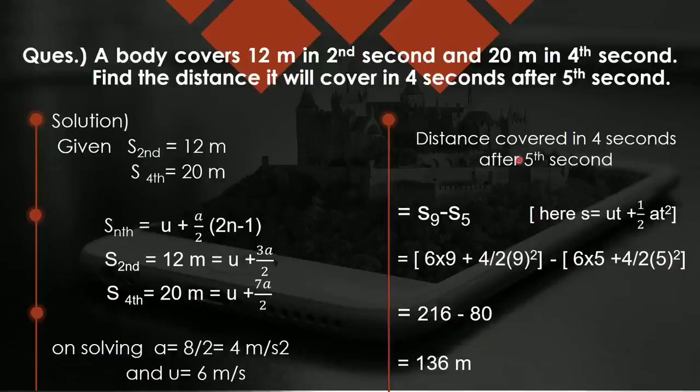So this language you have to understand, that distance covered in 4 seconds after the fifth second. So it means total time is 4 plus 5, 9 seconds. The body is traveling till 9 seconds and you have to find after the fifth second. So distance traveled till 5 seconds you have to find, and you have to subtract. So you have to understand the language to answer this type of question. Very important for nth second, you may be asked questions. So I am trying to take every type of question with you so that you can work out NCERT questions.